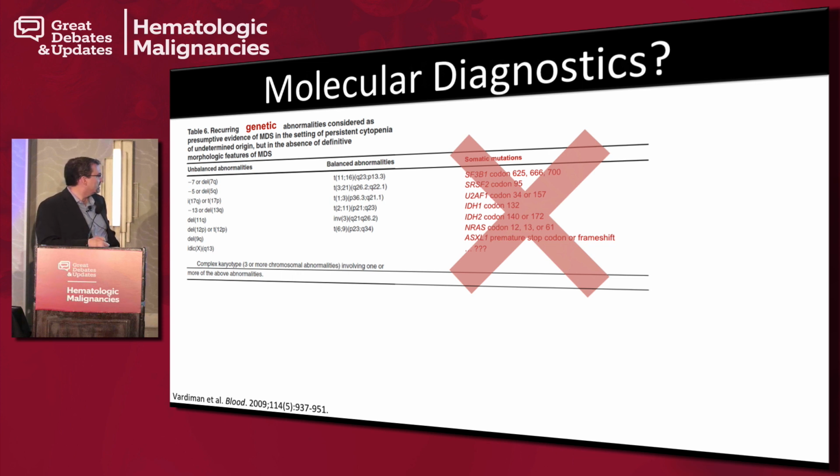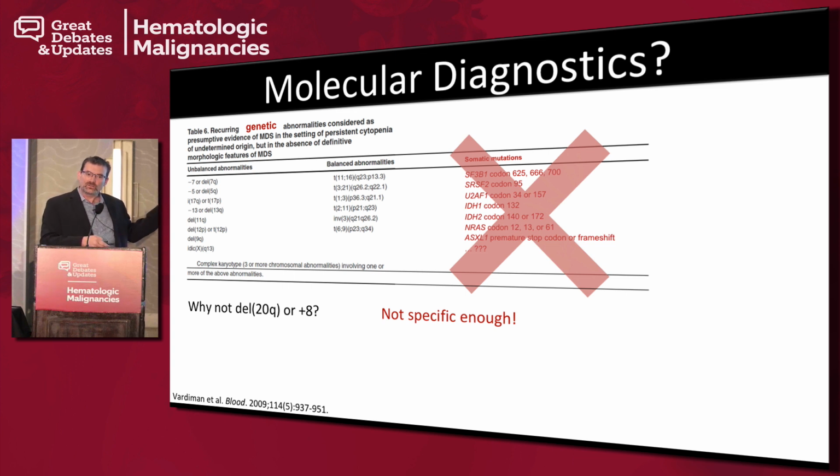Well, one possibility is the same explanation for why things like del20q and trisomy 8 are not on that list of MDS-defining chromosomal abnormalities. These lesions are not specific enough. We find them in other contexts, and they aren't necessarily disease-defining. We also don't include loss of chromosome Y in that list, and that's because this can happen in older individuals who actually don't have any disease whatsoever, so they have some degree of clonal hematopoiesis that has lost chromosome Y, but they aren't necessarily destined to have MDS.